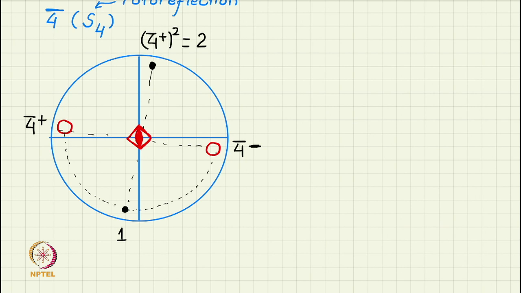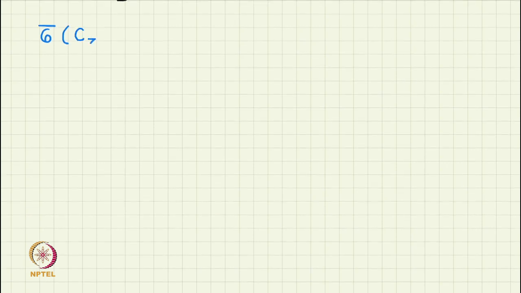So, the group is complete, and I can write 4 bar group as 1, 4 bar plus, 2 and 4 bar minus. 2 operations of the first kind, 2 operations of the second kind. And the final group to be developed is the 6 bar, which is interestingly called C3H.